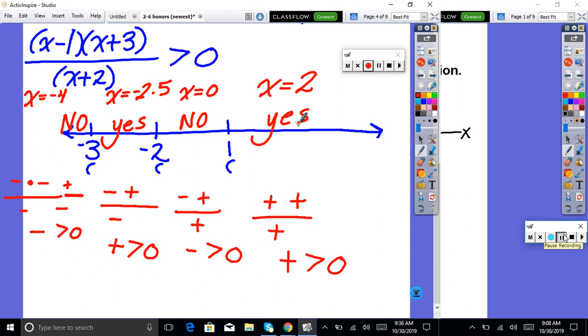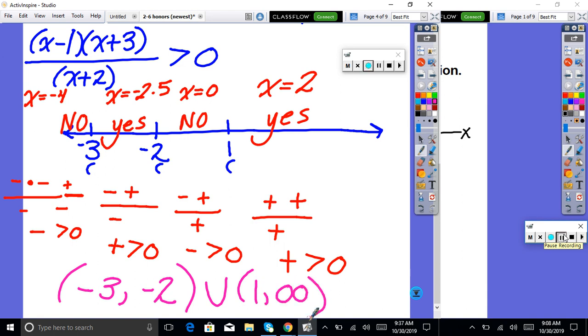Let's now just put that in interval notation. Where did you say yes? From -3 to -2. Do those get parentheses? Both do. Union. Where else said yes? From 1 to infinity. And there's your answer. Now, if you were to graph this, you would see that this really happened. But I'm not going to graph it. Yes. Please do the union so that I don't have to mark you off a half a point.